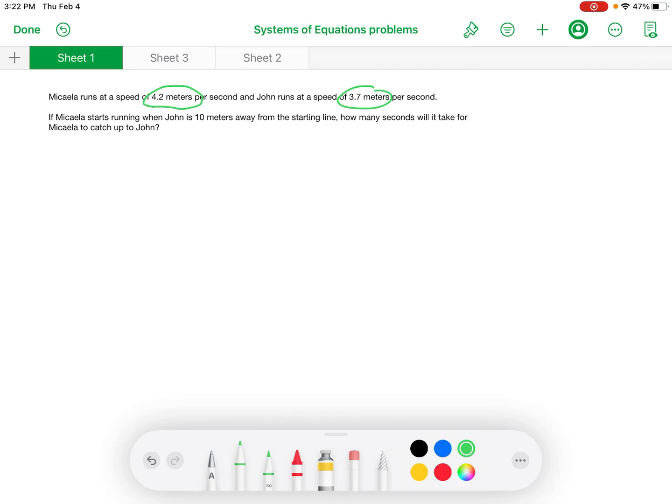If Michaela starts running when John is 10 meters away, so we have basically a starting point. So if I have a rate and a starting point, I'm really thinking of slope-intercept form, or y equals mx plus b. For Michaela, she runs at a speed of 4.2. John runs at a speed of 3.7, and it says that he's starting 10 meters away.